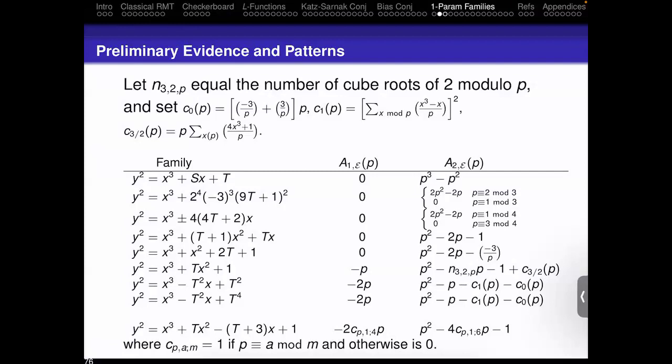One of the more interesting ones is in the main list, the third to the last, y squared is x cubed plus tx squared plus 1, where I have this term of size c3 halves p. And c3 halves p is p times the sum over x mod p of the Legendre symbol of 4x cubed plus 1. Well, the sum of 4x cubed plus 1 over p, that's actually the coefficient of an elliptic curve. It's an elliptic curve with complex multiplication. So this coefficient here is just p times an elliptic curve coefficient with complex multiplication. So there is structure here, but it's not an easy structure to see.